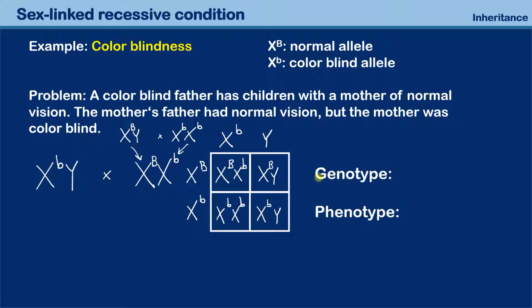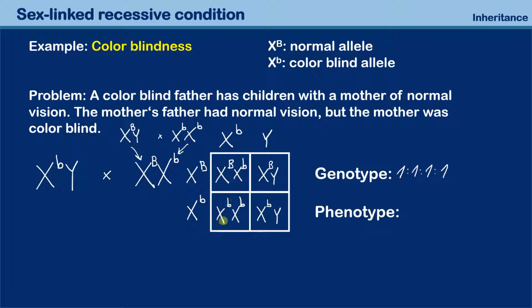Now that is a lot of writing. I don't know if I'm going to do this now. 1 X capital B, X lowercase b, 1 X lowercase b, X lowercase b, 1 X capital B Y, 1 X lowercase b Y. So it's a 1 to 1 to 1 to 1 genotype ratio.